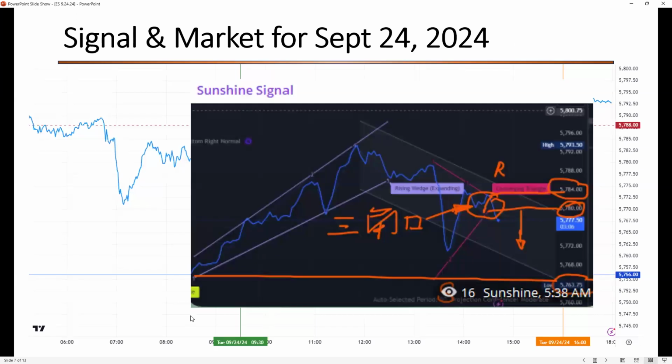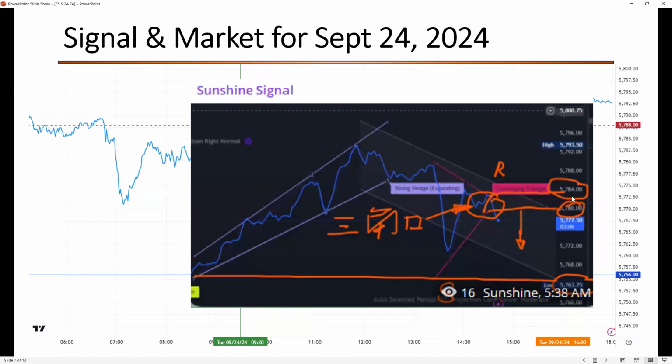So the times here are Eastern times, but the times here, this is Pacific time zone. So you add 3 hours. At about 8:30 pre-market, this chart was posted, showing that we were in a rising channel, which we broke out of. And now there's a descending channel here.